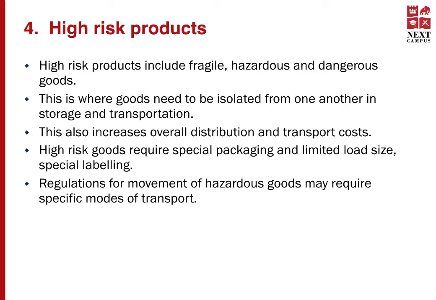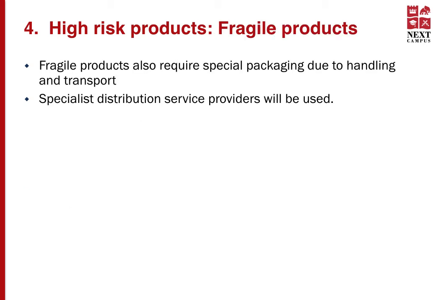High risk products. High risk products include fragile, hazardous and dangerous goods. This is where goods need to be isolated from one another in storage and transportation. This also increases overall distribution and transport costs. High risk goods require special packaging, limited load size and special labeling. Regulations for movement of hazardous goods may require specific modes of transport. Fragile goods: fragile products also require special packaging due to handling and transport. Specialist distribution service providers will be used.